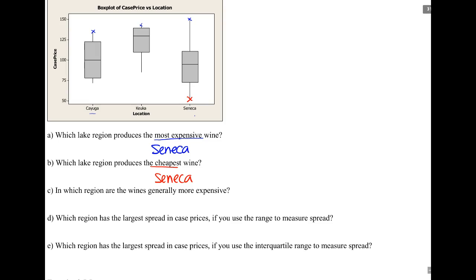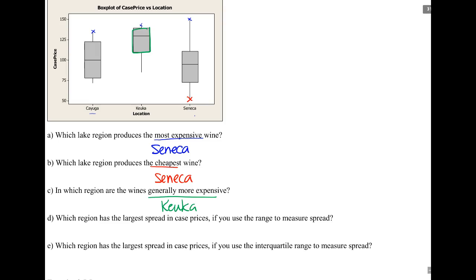And now we get the question that we might have misinterpreted as, where are the wines generally more expensive? And this is where you want to look at the actual box itself, because that middle 50% is a really good indication of a general or typical case of wine. So in this case, Cayuga has the highest box right here. So it is our most expensive in general or typical case of wine.